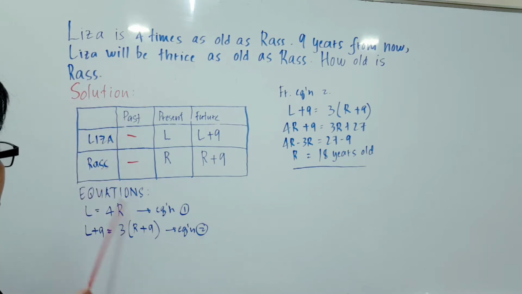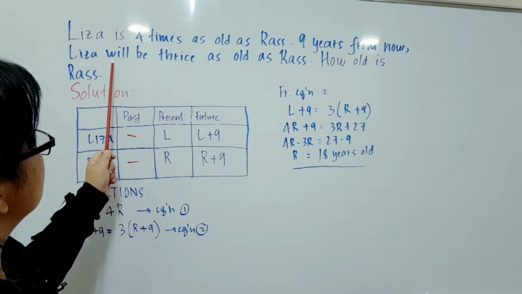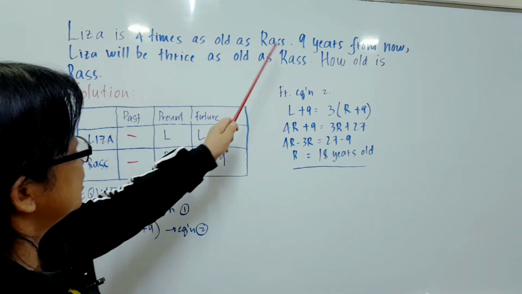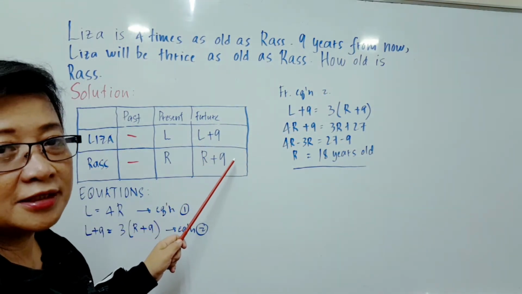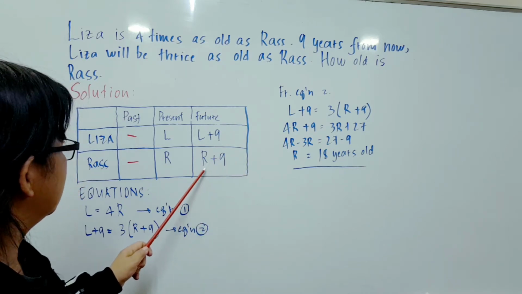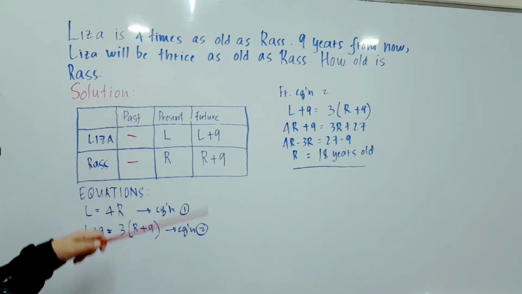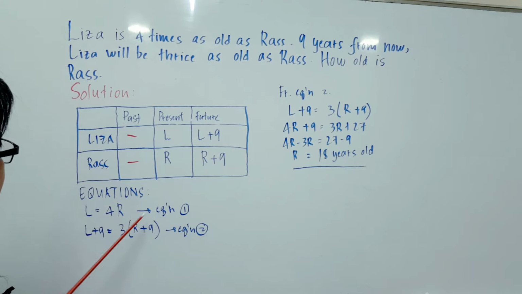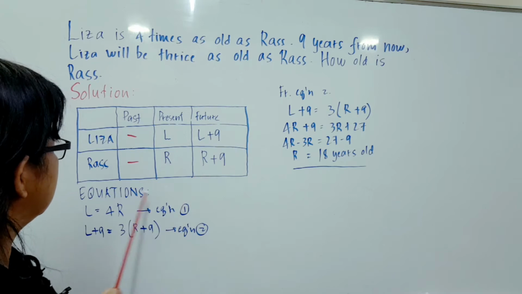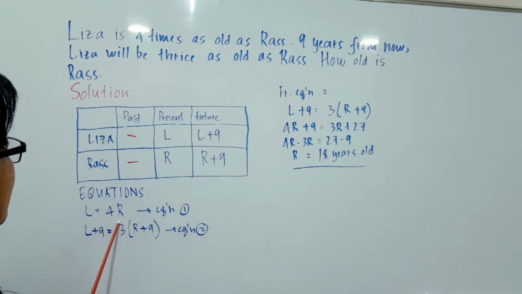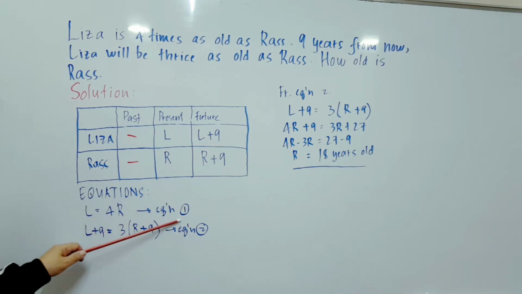Now, how do we make the equations? Of course, the future, because it is written here as 9 years from now. So, 9 years from now, their ages are L plus 9 for Lisa and R plus 9 for Ras. To formulate the equations, it is written here that Lisa is 4 times as old as Ras. So, Lisa is equal to 4 times Ras, 4 times as old as Ras. So, we have equation 1.